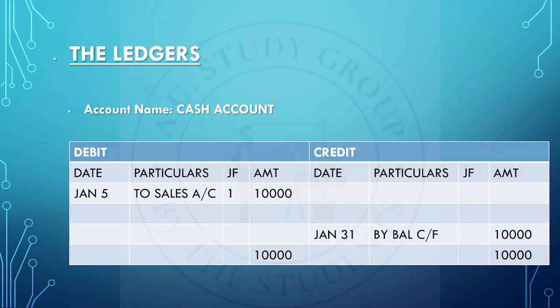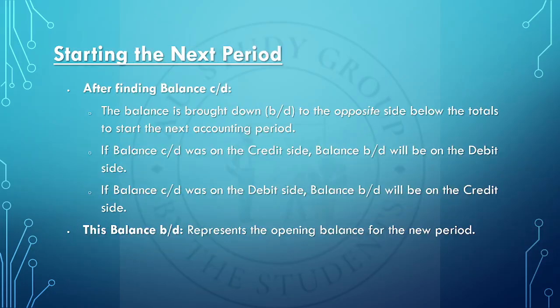Okay, now how do we carry it forward? On last month account, the credit balance, the debit balance was more. So it was by balance carried forward. Now, after finding the balance carried down or carried forward, we basically write it to the opposite side. The balance is brought down to the opposite side below the totals to start the next accounting period.